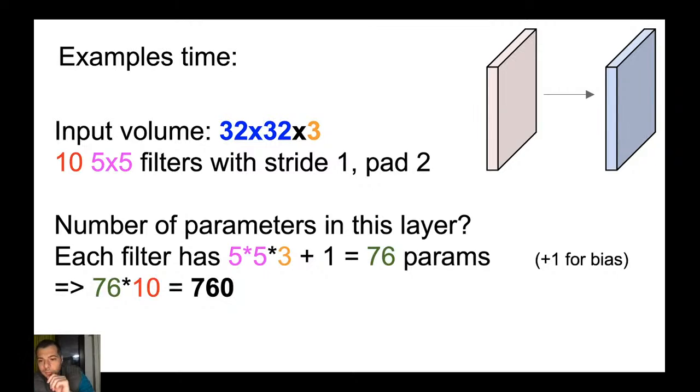So the number of parameters is 760. Recall that each filter spans the entire depth of the input. The input has a depth of 3, so the filters are 5 by 5 by 3. And there is also the bias term. So each filter has 76 parameters, and we have 10 filters, so the total number of parameters is 760.